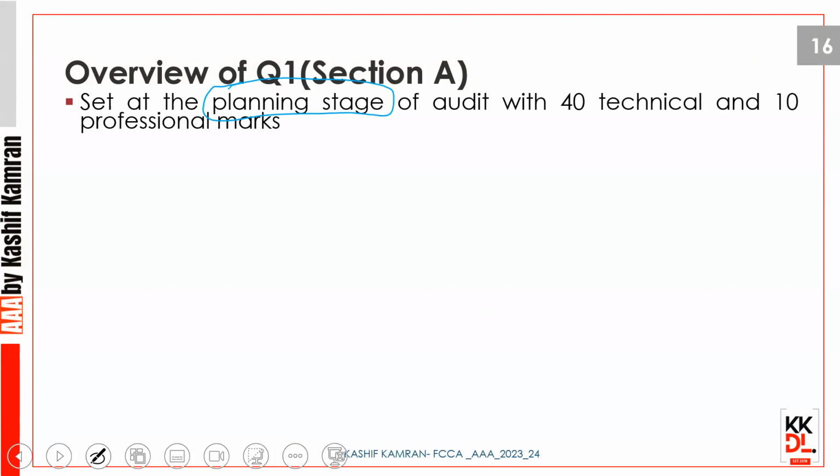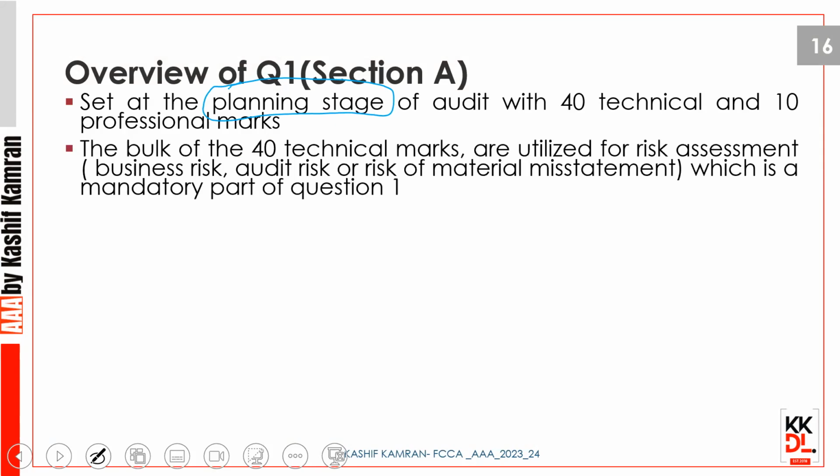So the question number one, when you start the paper, starts in the logical order and it starts with the planning stage of the audit every time. The bulk of the 40 technical marks are utilized for risk assessment, which you already have done in the AAA paper as well. But in the AAA paper, the risk assessment are of three types: business risk, audit risk, and the risk of material misstatement, which is mandatory part of the question number one.